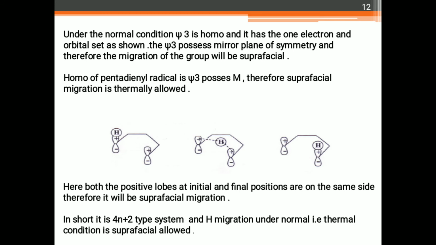Here both the positive lobes at the initial and final position are on the same side, therefore it will be suprafacial migration, which we saw in this picture. In short, for a 4n plus 2 type system, hydrogen migration under normal thermal condition is suprafacially allowed.